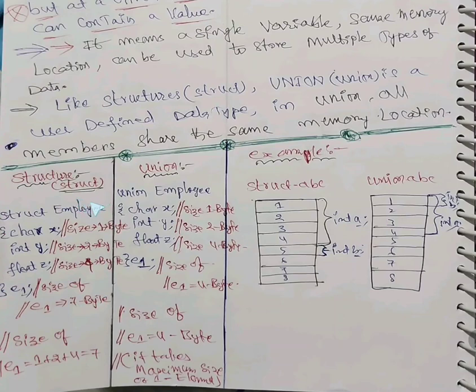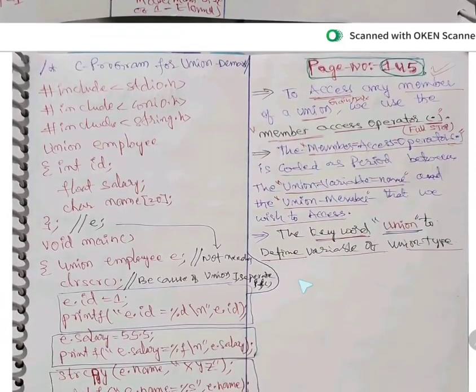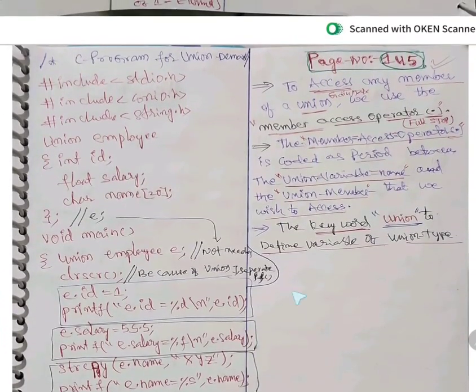Here is a struct example: struct employee, char a, int I, float e1. Same like that, a union will also be declared in the same way. Here is a program I have written. Very simple. Hash include stdio.h, hash include conio.h, hash include string.h. For using string functions we need to use the string header file. Union employee: int id, the employee id, float his salary, char his name, and semicolon. Or you can mention it like this also.